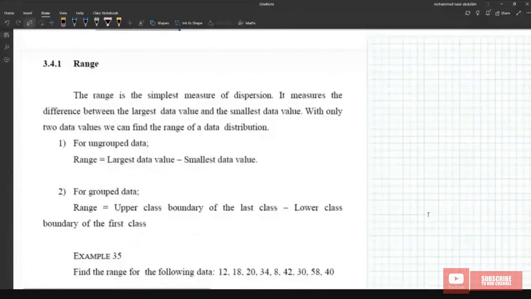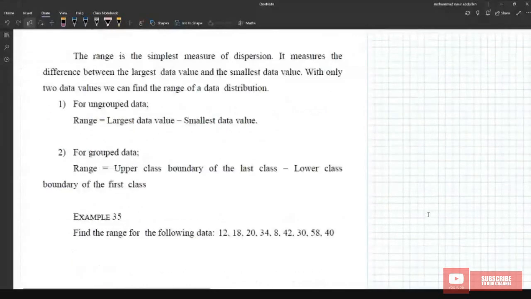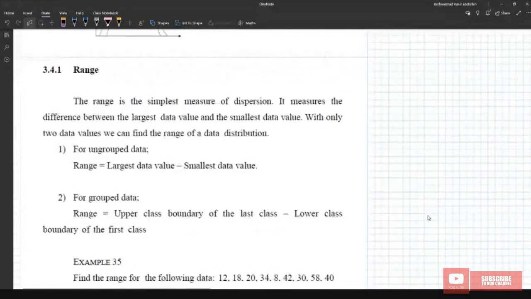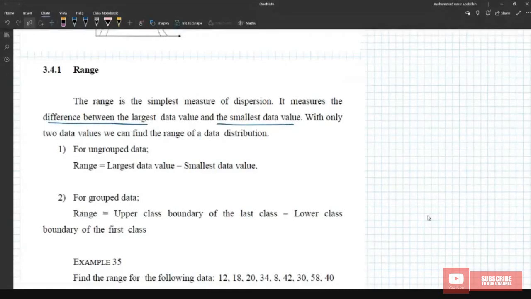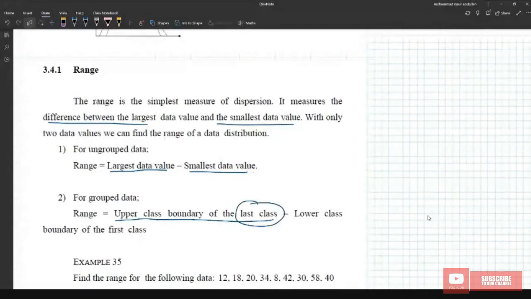So range is the simplest measure of dispersion. It measures the difference between the largest data value and the smallest data value. If you want to determine range for ungrouped data, we take the largest data value minus the smallest data value. For grouped data, we take the upper class boundary of the last class minus the lower class boundary of the first class. Take the difference, then you can get the range value, right?